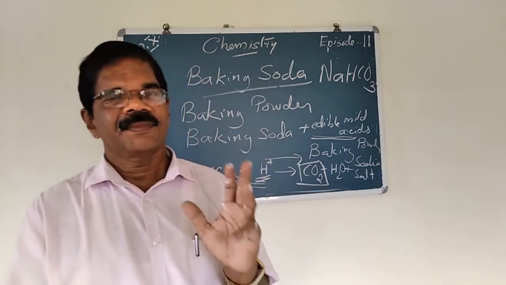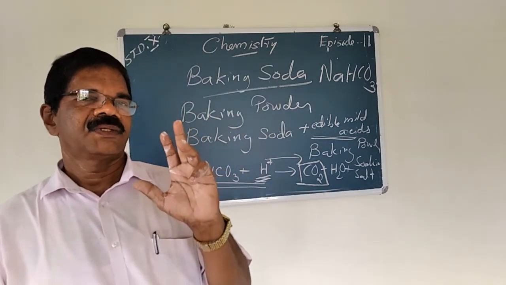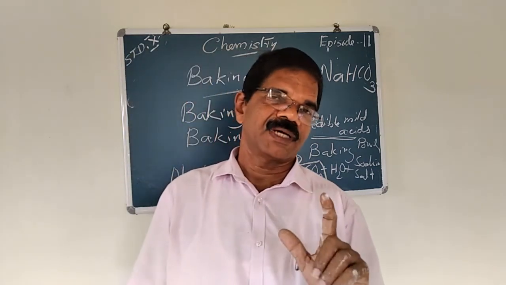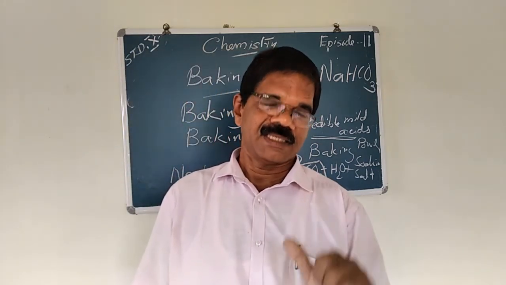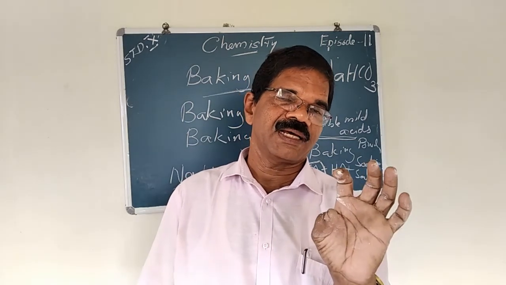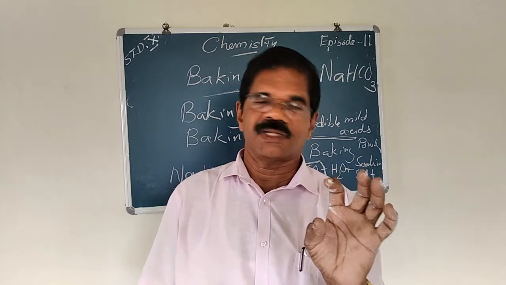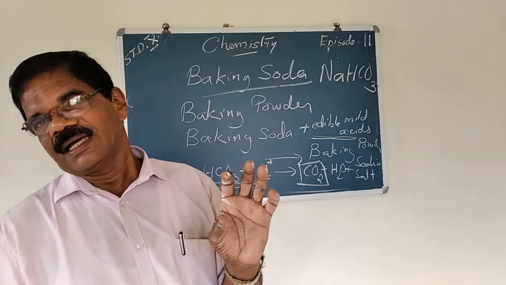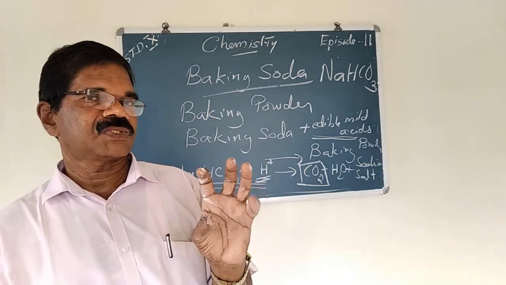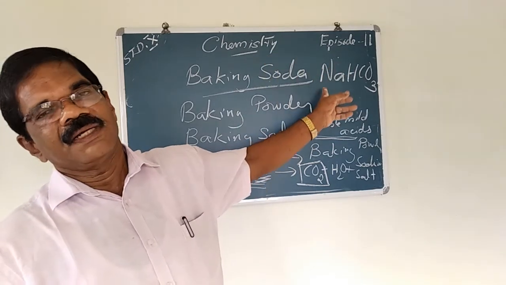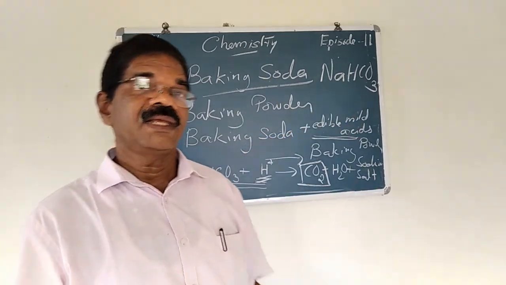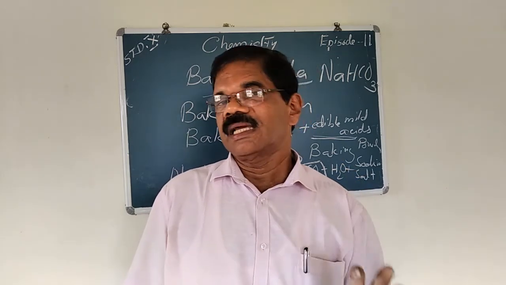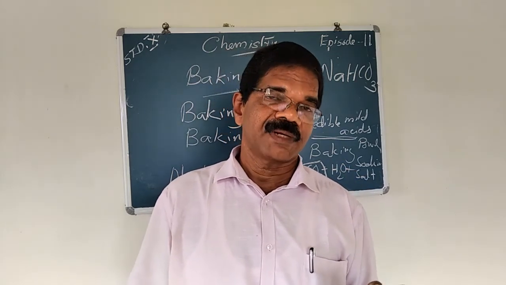Common salt, sodium hydroxide, bleaching powder, and baking soda. This baking soda or sodium bicarbonate is used as an antacid also. It's a mild base. It is used as an antacid. Sodium hydrogen carbonate is also used in fire extinguishers. When it reacts with acids, it produces carbon dioxide.